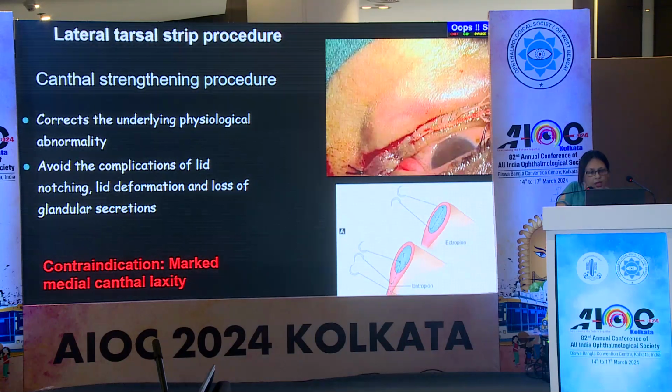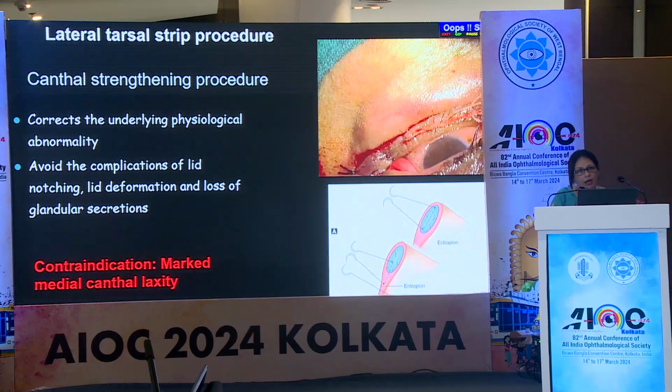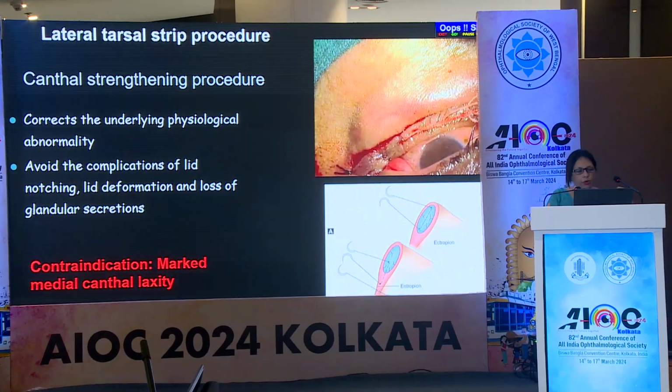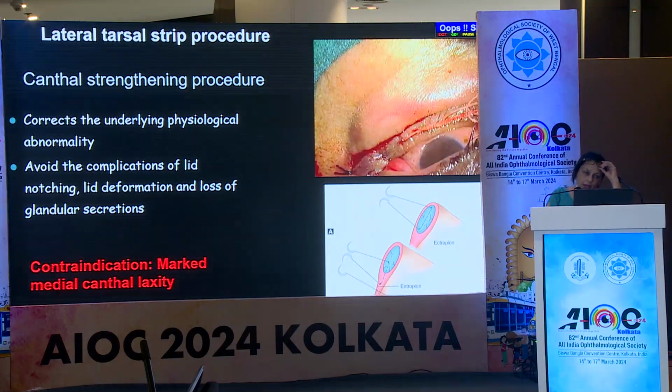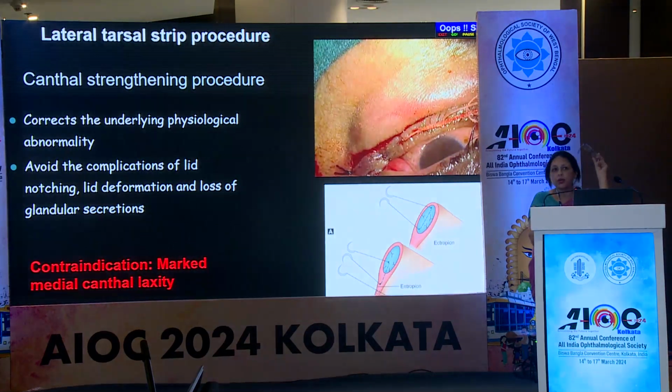Now what is the advantage over the full thickness lid resection is that if you do a full thickness lid resection, there were problems related to notching, and also there was loss of granular secretions, whereas in lateral tarsal strip procedure, the problems that have been documented is that since the tarsus is being inserted directly to the orbital margin, there have been formation of granulomas related to the meibomian glands.